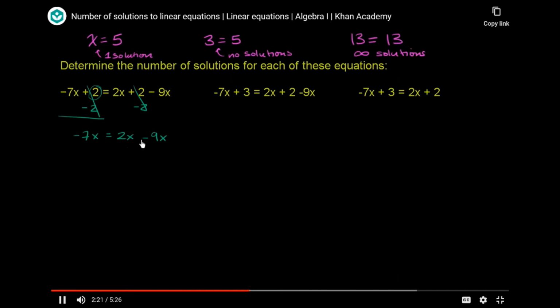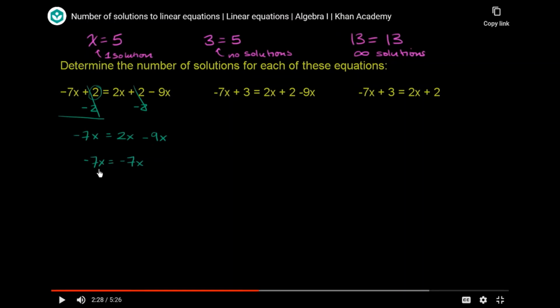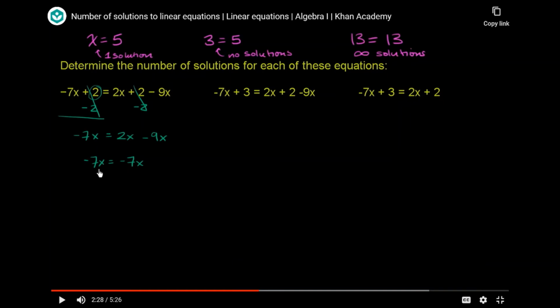2x minus 9x, if we simplify that, that's negative 7x. So you get negative 7x is equal to negative 7x. And you probably see where this is going. Where did he get the negative 7x? I'm talking about right here. Well, he combined like terms. 2x minus 9x gets me negative 7x. That's where he got it from. He combined his like terms.